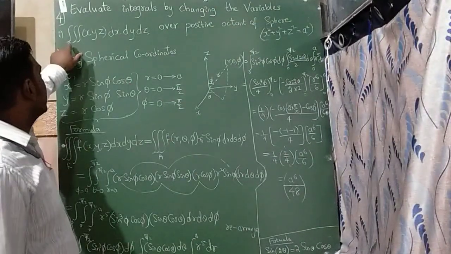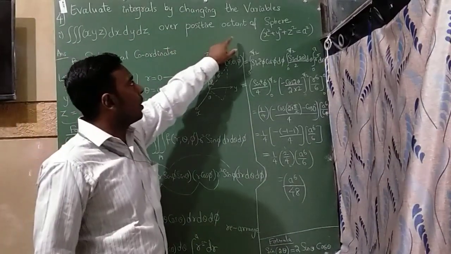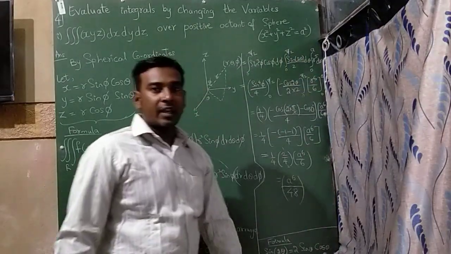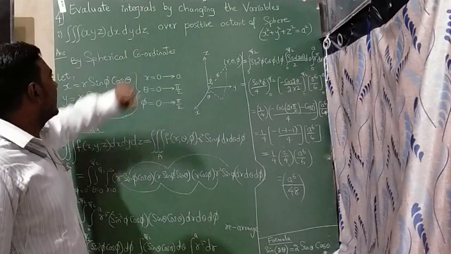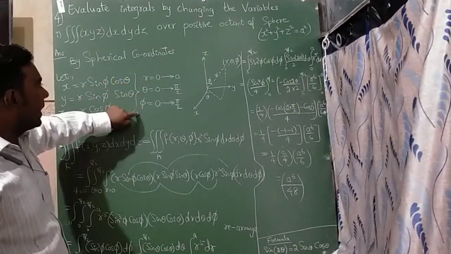So the first question is the triple integration of x, y, z dx dy dz over the positive octant of the sphere x square plus y square plus z square is equal to a square. Here these are Cartesian coordinates, that is x, y, z. So I need to convert to spherical coordinates, that is r, theta and phi.